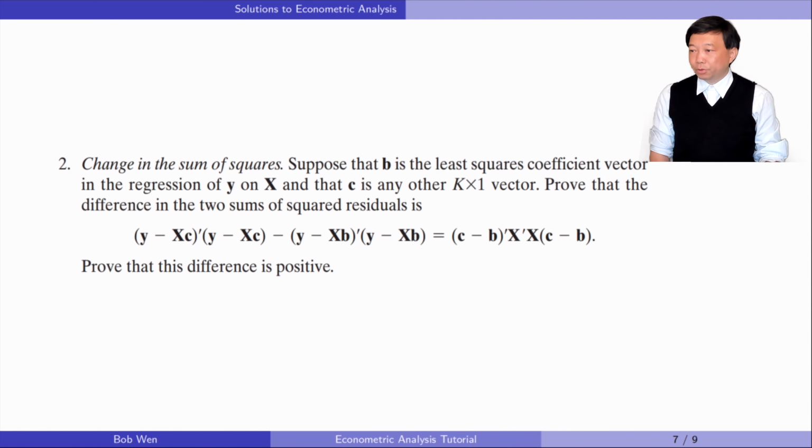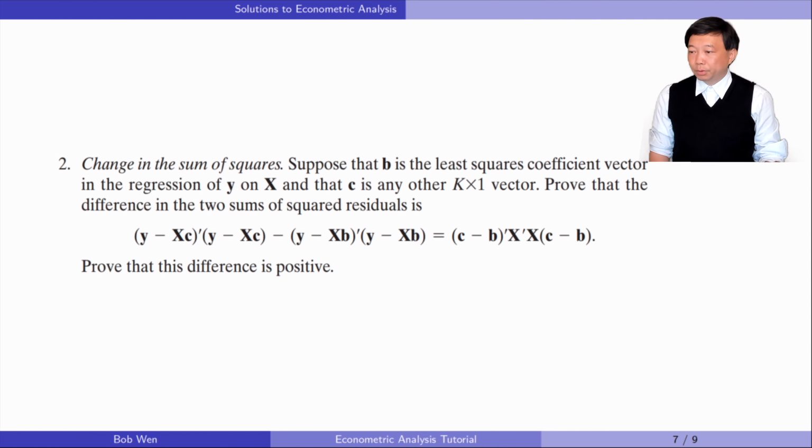Let's solve exercise 2. It is about the sum of squared residuals. Suppose b is the least squares coefficient vector in the regression of y on x. We know that the OLS estimator b minimizes the sum of squared residuals. In other words, the sum of squared residuals from an OLS regression is smaller than any other sum of squared residuals from the estimation that is not OLS.